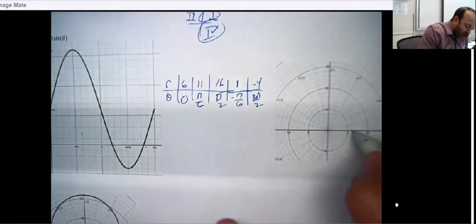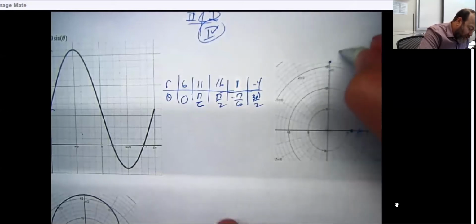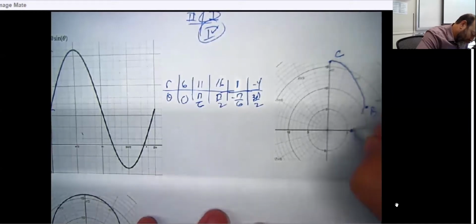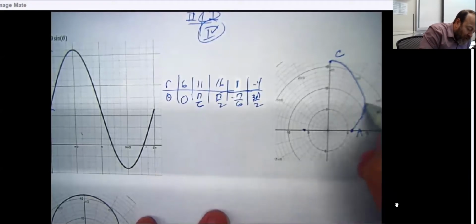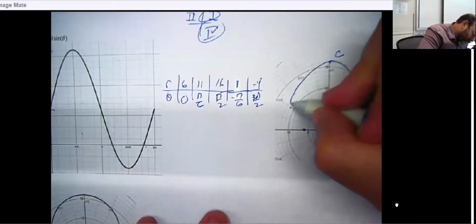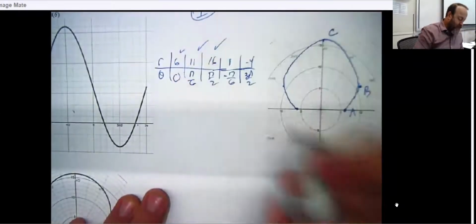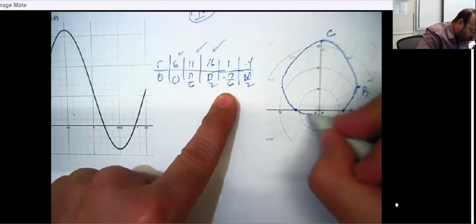So I started at 6 at angle 0 right here. 11 by the time it reached pi over 6. It got all the way up to 16 by the time it reached pi over 2. So it's about like this. And let's go ahead and sketch this up. I have to get over to help another teacher with something, so I've got to wrap this up. There we are. Now let's get a couple of points. We've done these 3. I just need this one. 1 at negative pi over 6 is down in here. It's just going to come down like this.